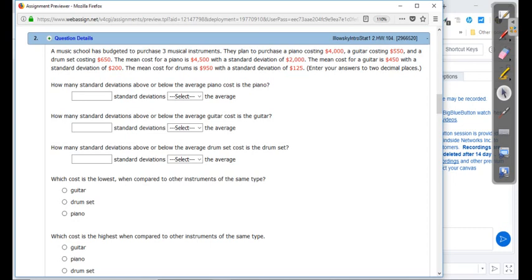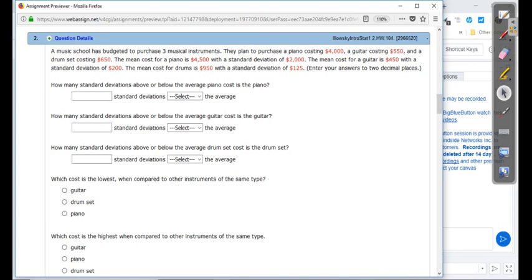We're told that the mean cost for a piano is $4,500 with a standard deviation of $2,000. Likewise, the mean cost for a guitar is $450 with a standard deviation of $200, and the mean cost for the drums is $950 with a standard deviation of $125. So we want to interpret this information and figure out what the standard deviations are telling us. In other words, how many standard deviations above the average cost is the piano?